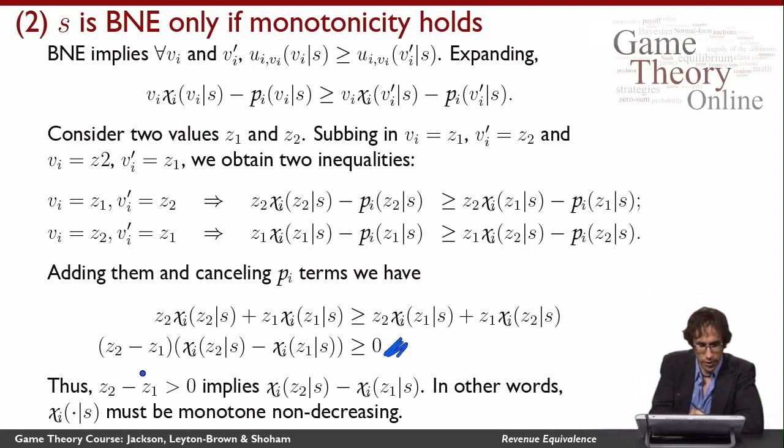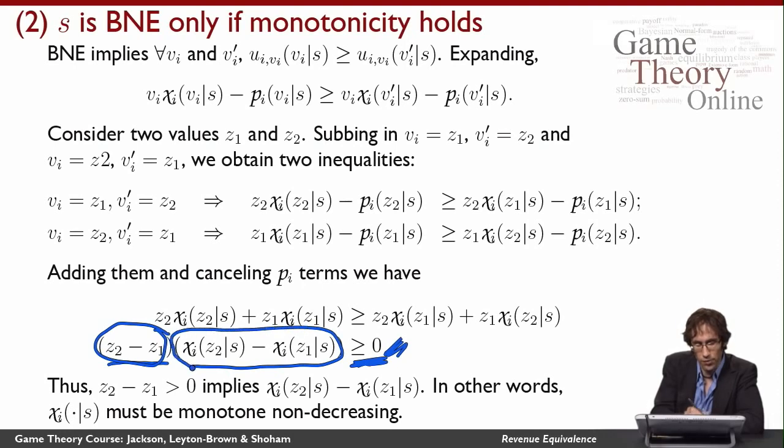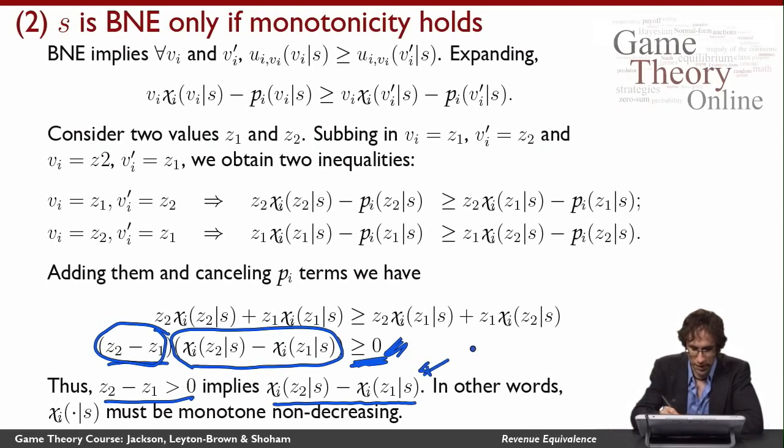So in particular, you can see that if Z2 is bigger than Z1, meaning that this term here is positive, then in order for this inequality to be true, in order for this whole thing to be non-negative, we have to make sure that this is also not negative. So we can conclude that this being positive implies that this has to be positive. Oh, sorry, mistake on the slide. I should say is positive. So I'll change that in the slides.